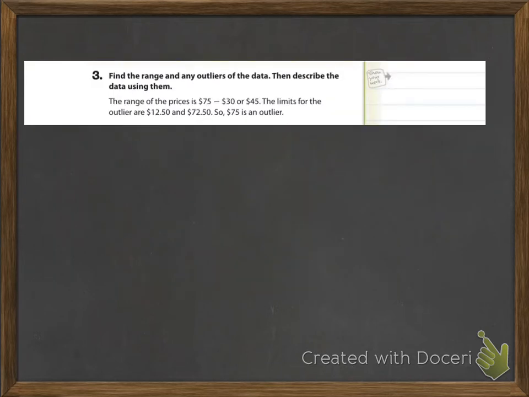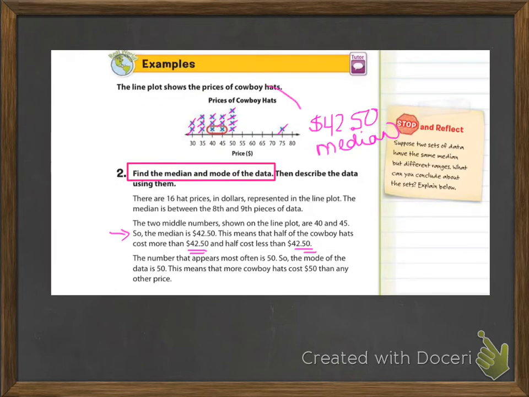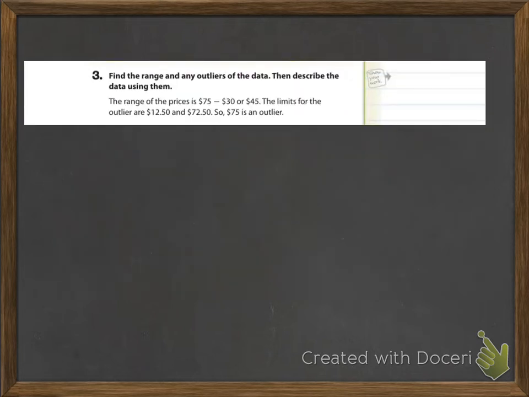All right, so now you guys try. It says find the range and any outliers of the data, then describe the data using them. This goes back into what we were just doing. You're going to be using this graph to continue with this question. It says the range of the prices is: the most expensive hat was that $75 hat, and the least expensive hat was a $30 hat. So therefore, we get 45. We know that our range is $45.